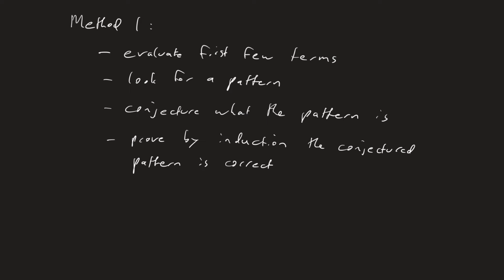To summarize, one strategy for solving a summation problem is to evaluate the first few terms and look for a pattern. If you believe you've found a pattern, then you conjecture that that is what the finite sum is equal to, and then, as we do next, we prove by a process known as induction that our guess is correct. If this step fails, then we go back and look for a different pattern.